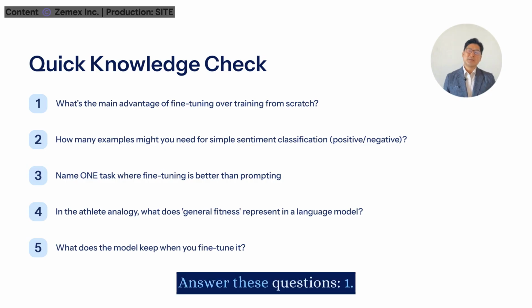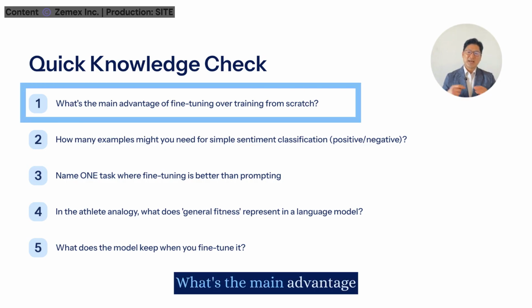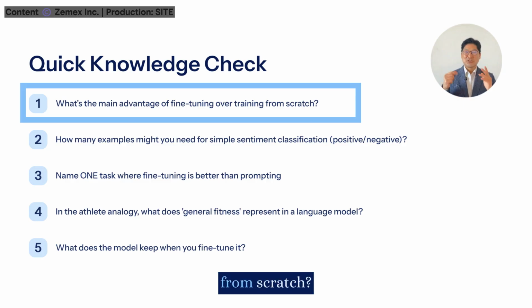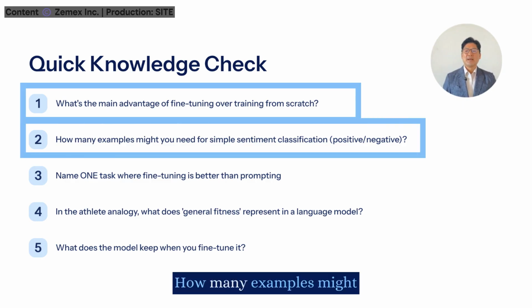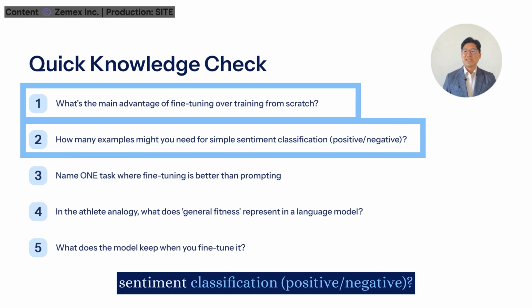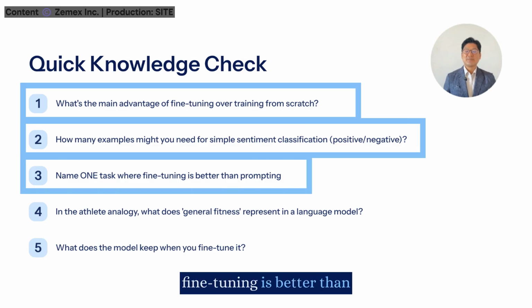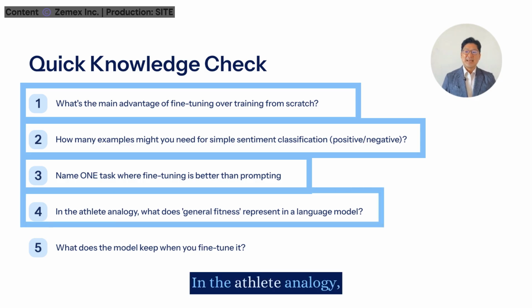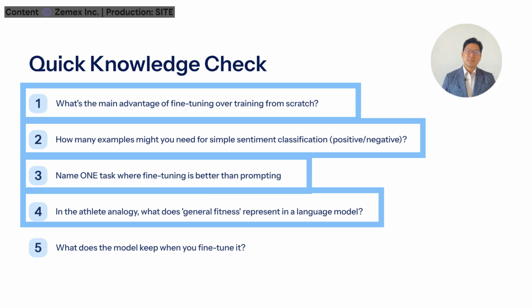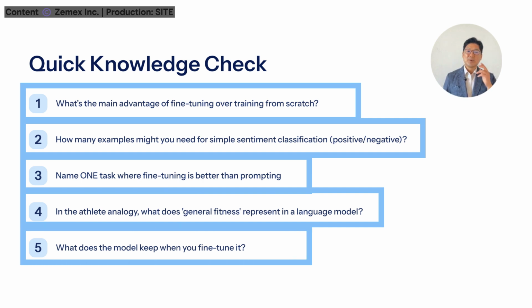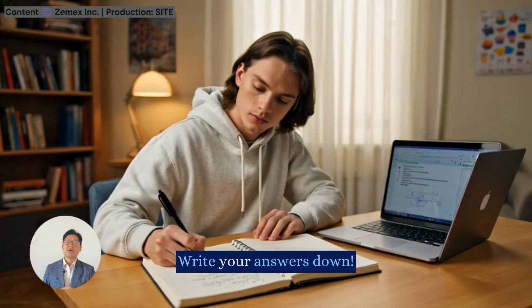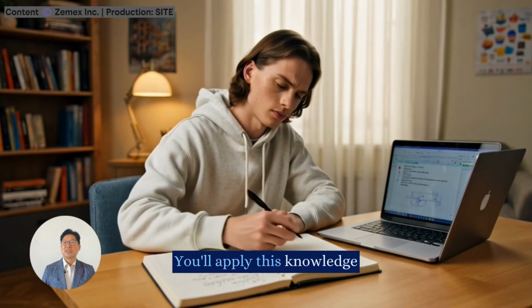Answer these questions. 1. What's the main advantage of fine-tuning over training from scratch? 2. How many examples might you need for simple sentiment classification, positive or negative? 3. Name one task where fine-tuning is better than prompting. 4. In the athlete analogy, what does general fitness represent in a language model? 5. What does the model keep when you fine-tune it? Write your answers down. You'll apply this knowledge in the next demo.